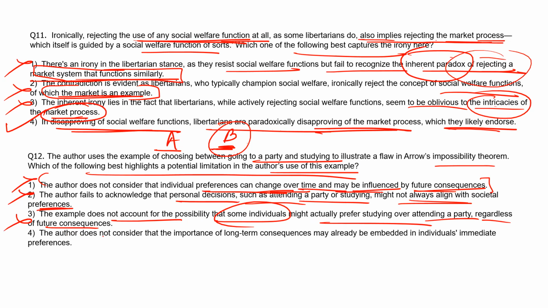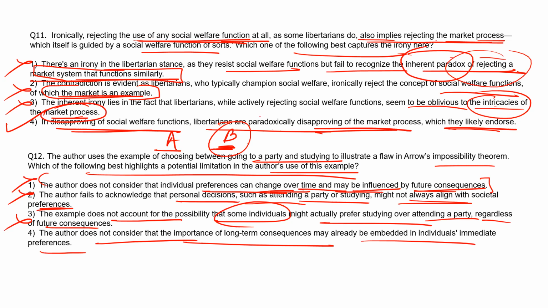The author does not consider the importance of long-term consequences. Consider that importance of long-term consequences may already be embedded in individuals' immediate preferences. तो ये चीज ऑथर ने कंसीडर की है. This definitely can be looked at as a limitation. मतलब आपने अगर सपोज करो कि आप पार्टी जाना है कि घर पे स्टडी करना है, सपोज लॉन्ग टर्म कॉन्सिक्वेंस की यू हैव टू गेट इनटू अ गुड कॉलेज. Now let's say that you decide to go to the party, then maybe that you have already factored in that long-term consequence also.